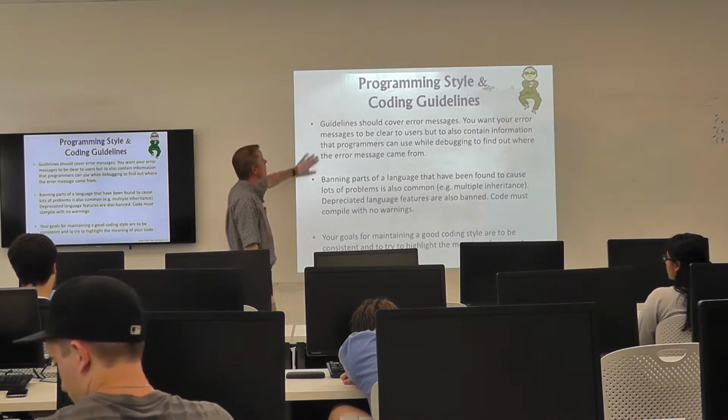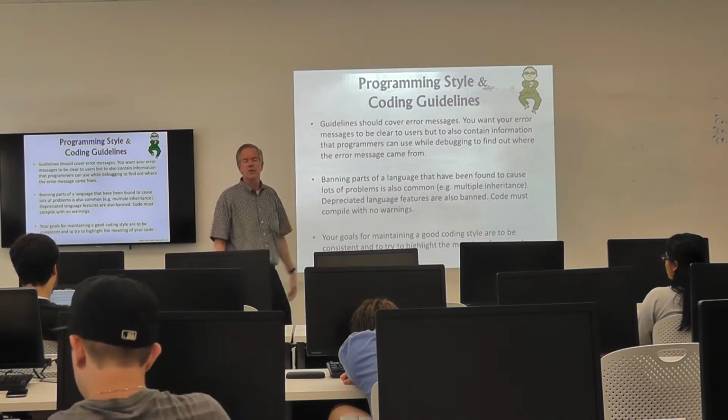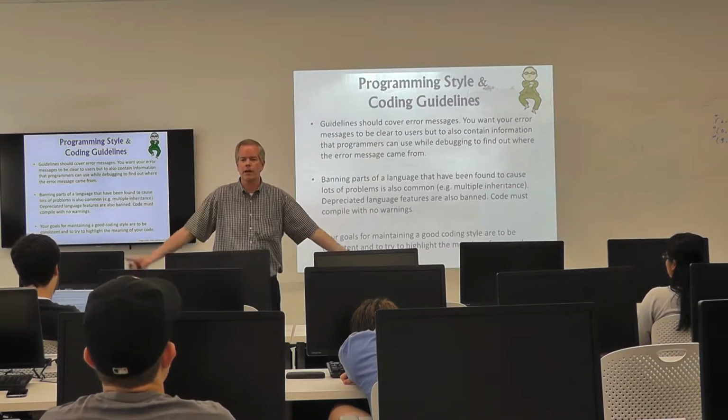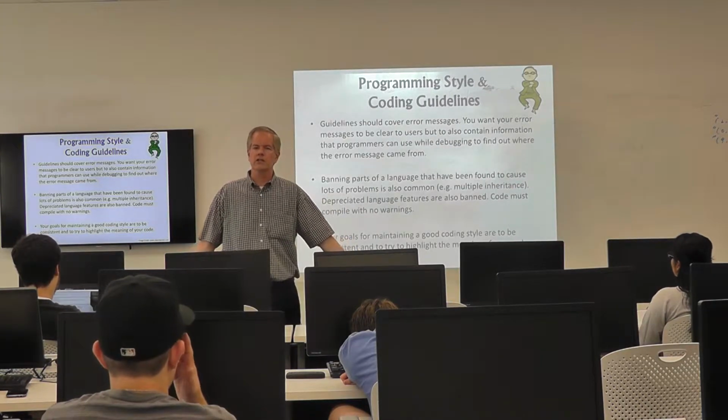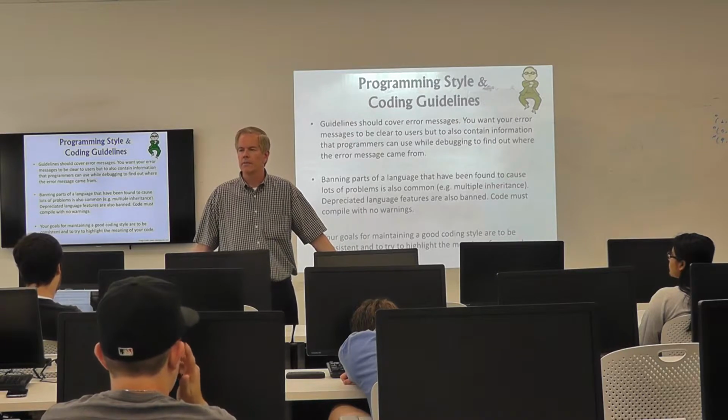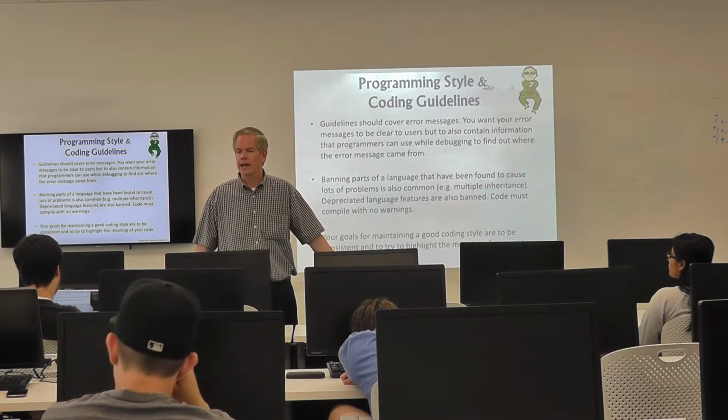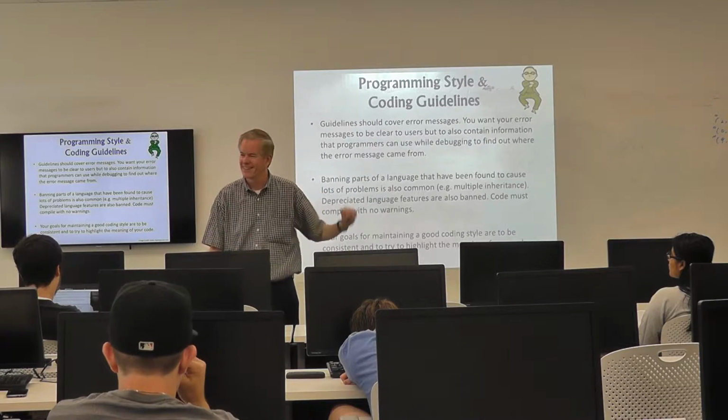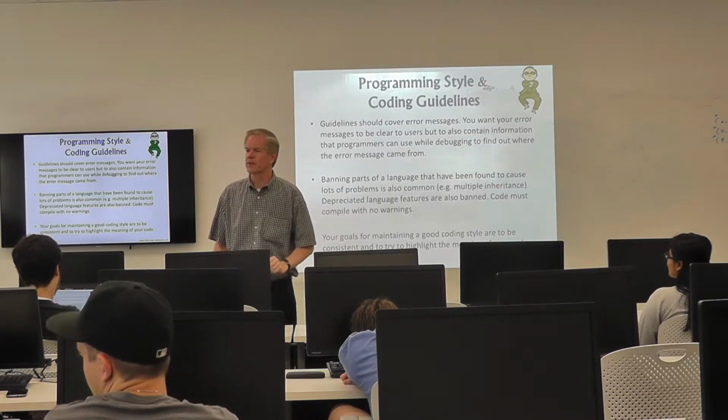Okay? Guidelines should cover things like error messages, right? So if something goes wrong in the program and you put out an error message, you can do the classic sort of Microsoft error message. Error number 2423, I died. Well, okay, that doesn't look so good. I wonder what has to go on.